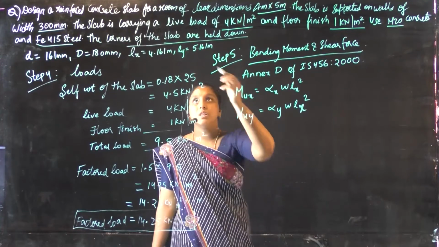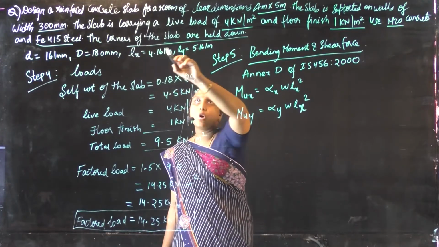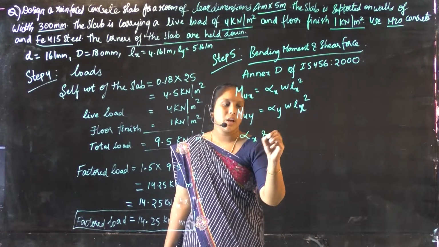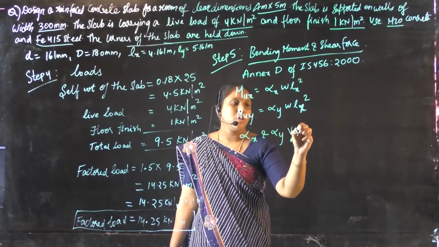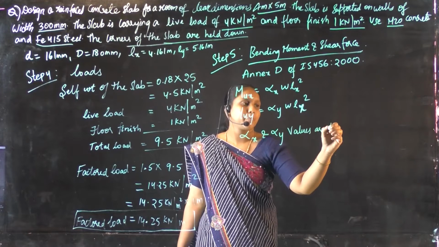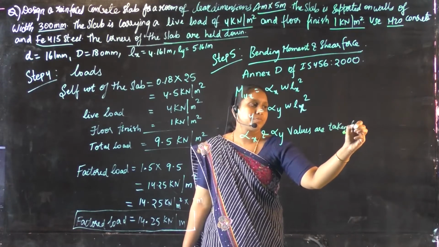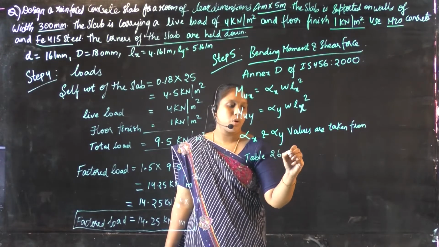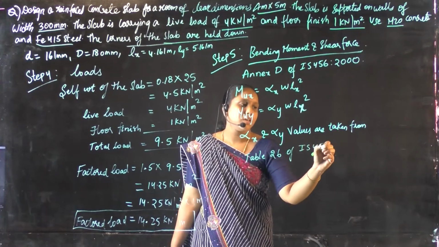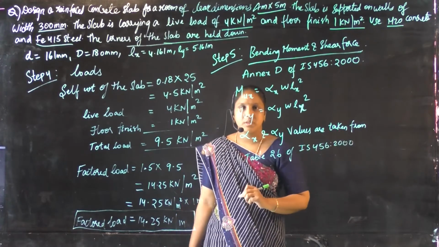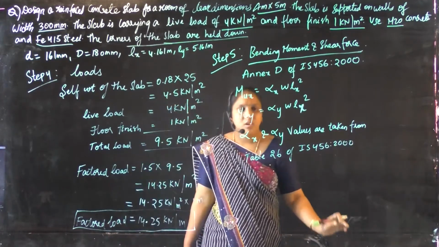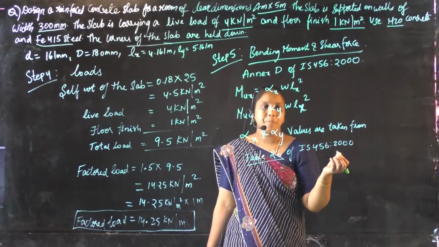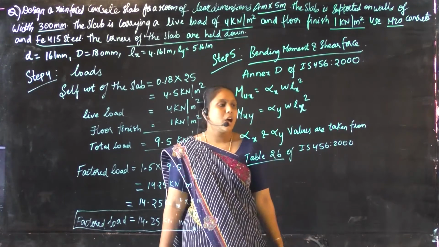For this particular case where the corners of the slab are held down, the alpha x and alpha y values are taken from Table 26 of IS 456-2000. So from Table 26 of IS 456-2000, we will take the values of alpha x and alpha y.